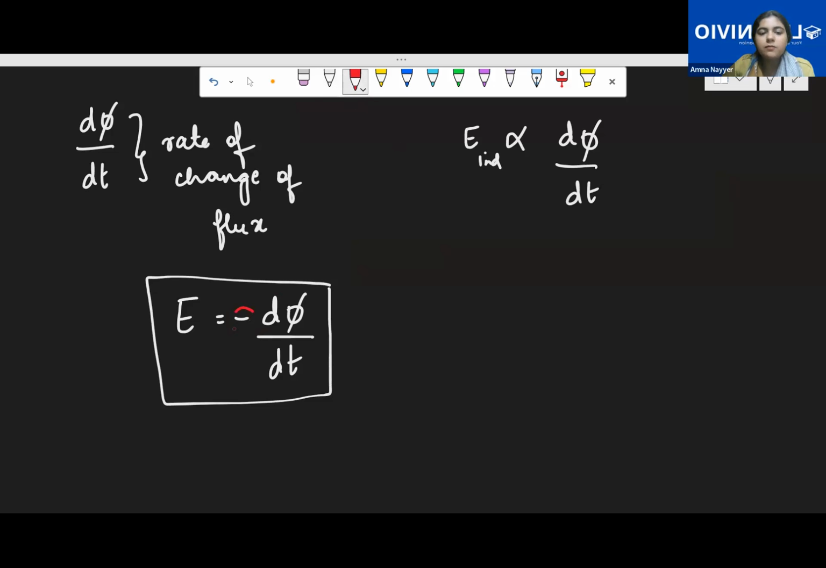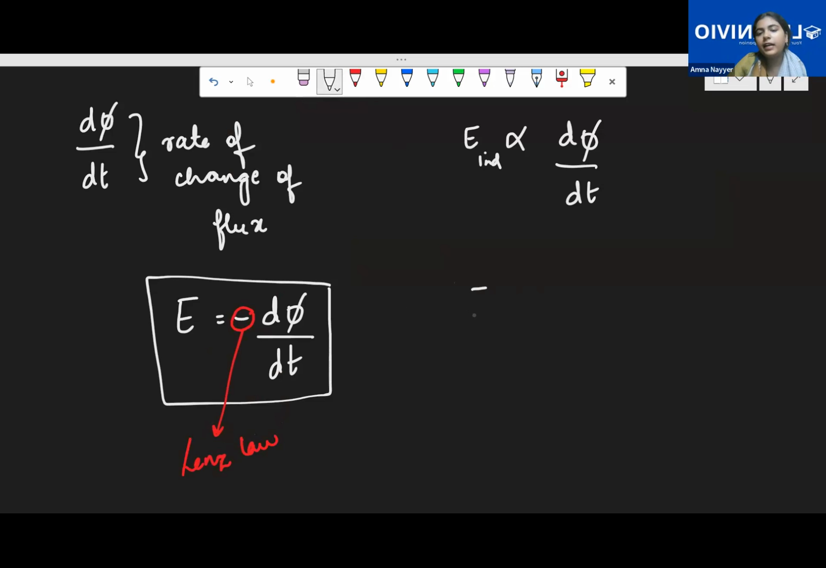Now, why do we have this minus sign? This I'll discuss in the Lenz law. You'll not be able to understand it right now. There's a law, Lenz law. When we discuss that, then you'll be able to catch this. But for now, you can just put a negative sign. In detail, we'll do later. So E is equal to minus d phi over dt.